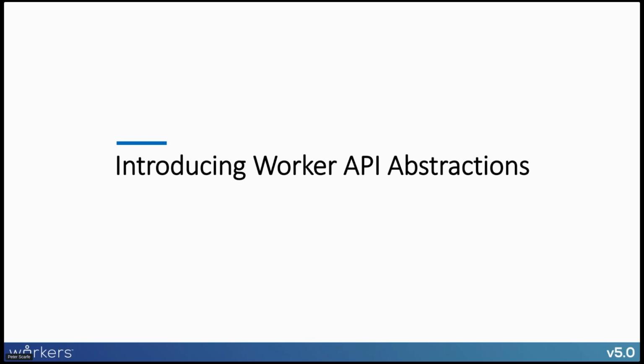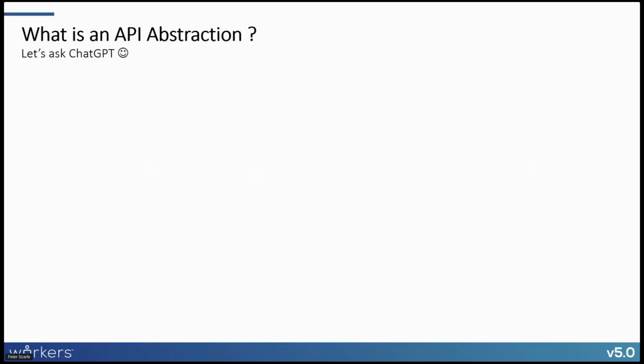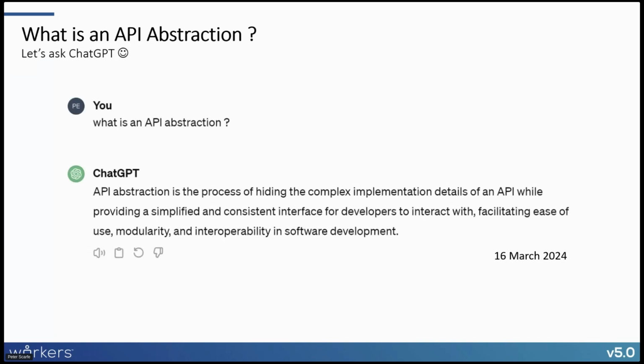So the final part of the presentation is about API abstractions. Before going any further, we need to understand what exactly is an API abstraction. The quickest way to find out anything these days seems to be to ask ChatGPT, which is exactly what I did. So I asked ChatGPT the question, what is an API abstraction? And this is what I got.